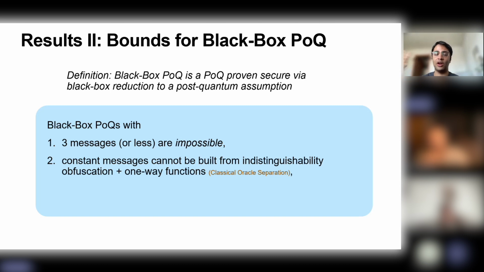Really, all it is saying is you cannot build it from IO plus one-way functions. So we're not saying it needs collision resistance, but if you don't have collision resistance, basically any other property that we've thought of doesn't give it, because it can be built from IO.